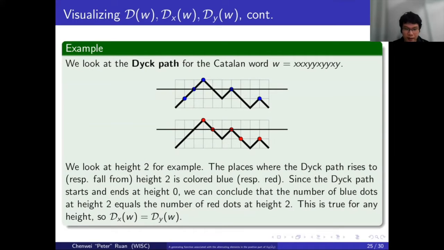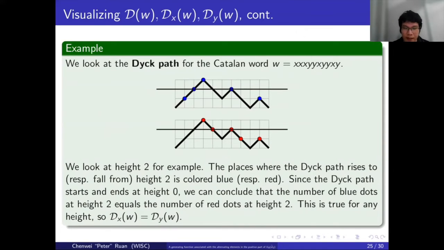We still look at this back path, and we look at height 2 for an example. Sorry, the C level is height 0, and then height 2 is basically this line on the screen. On the first graph, we can see that the places where this back path rises to height 2 are basically these two blue dots. And on the second graph, the places where the back path falls to height 2 are these two red dots.